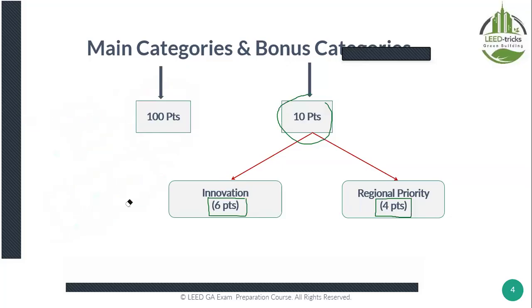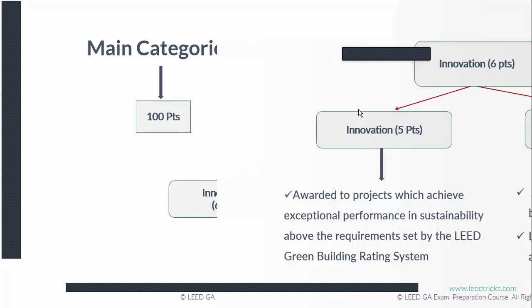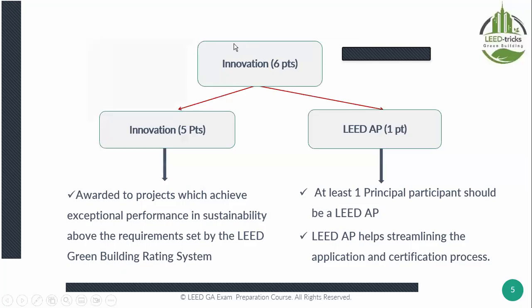So now we're going back to the admin part, if you remember. You can recall the information in the administration part. First category, innovation, is 6 points. You get 1 point for having a LEED AP in the project. And you need to remember that the LEED AP's role, the exam question, is streamlining the application and certification process. Remember this statement as is, it will come in the exam. This is the role of the AP.